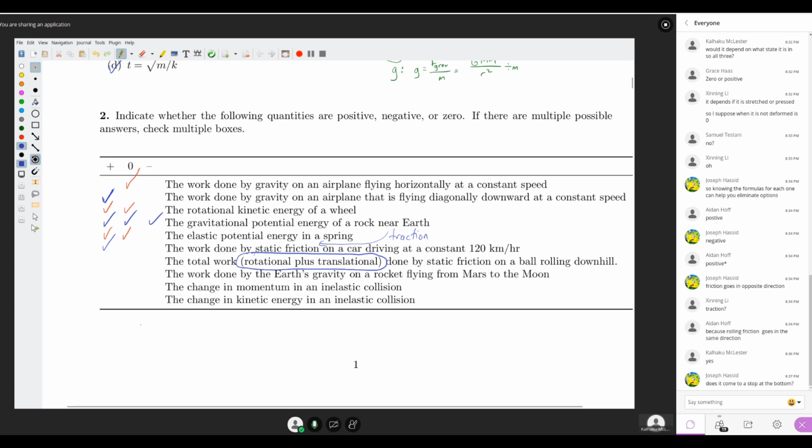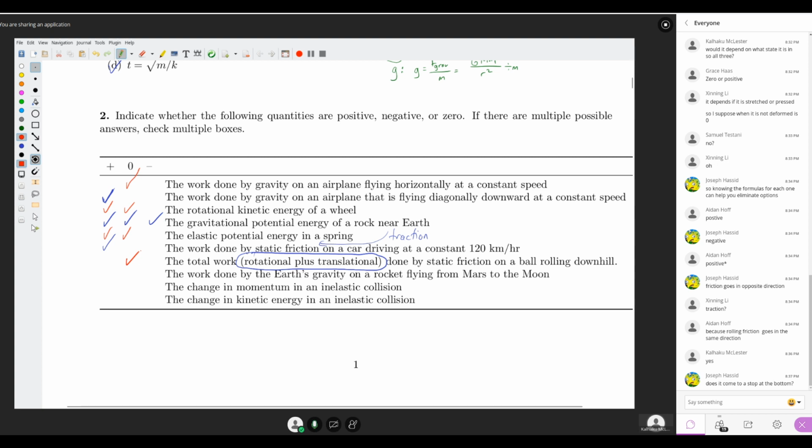Another way to see that is, yes, static friction is required to make something roll without slipping down a hill. But in that case, static friction does negative work on its translation, but positive work on its rotation because it makes it spin. And you can show with some math that we did last year but didn't do this year, that this is 0. So that question, we wouldn't put on this year's exam.